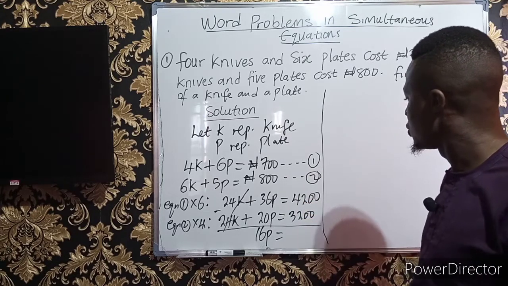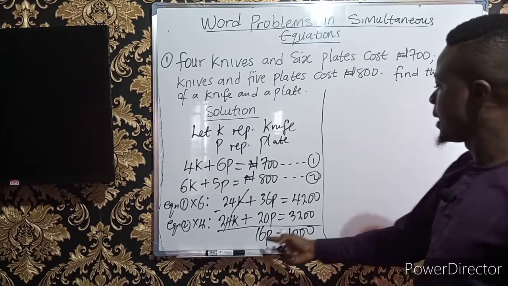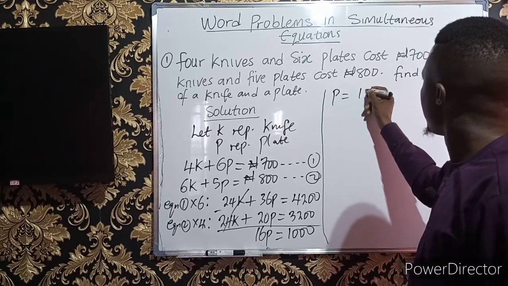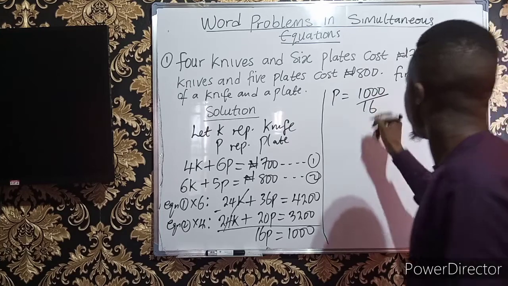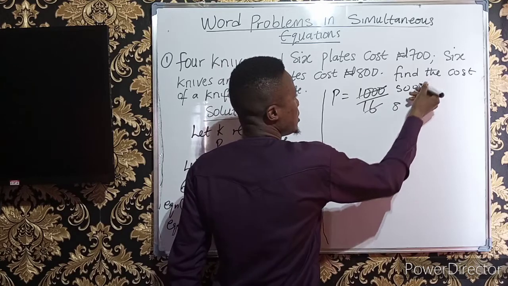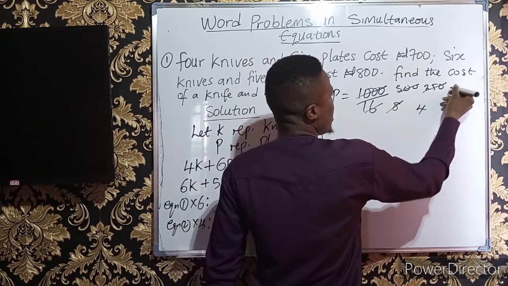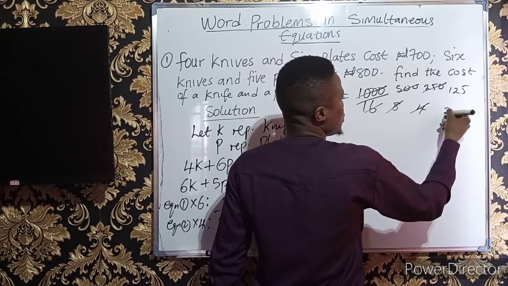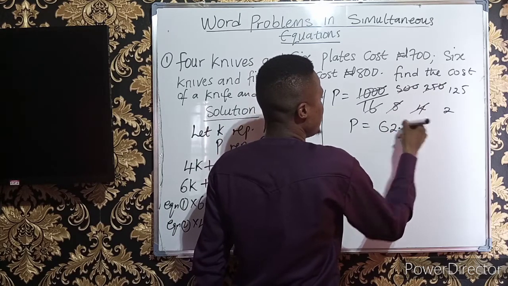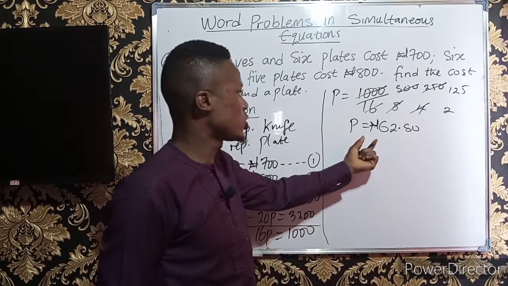4,200 minus 3,200 will give me 1,000. Okay, so to get the value of p, I will divide both sides by 16. So p will now be 1,000 divided by 16. 2 into 1,000 is 500, 2 into 16 is 8, 2 into 500 is 250, 2 into 8 is 4. 2 into 250 is 125, 2 into 4 is 2. Now when I divide 125 by 2, I will get 62 naira 50 kobo. When you divide this by 2, 62 naira 50 kobo. This is the cost of a plate.